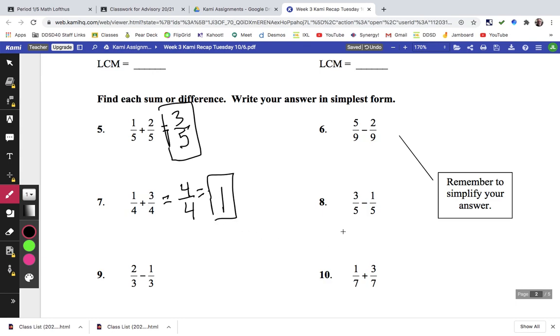And let's do one more. Maybe I'll come over here. I'll do this one right here, a subtraction problem. So I take 3 from 1, and I have 2. And none of these answers can be simplified.